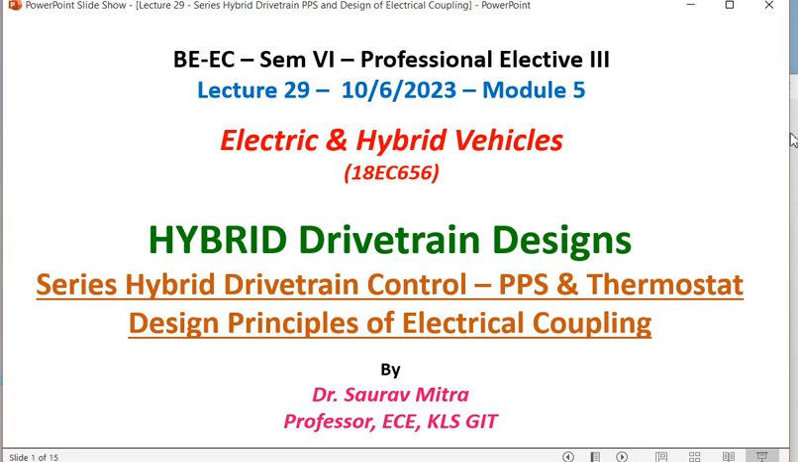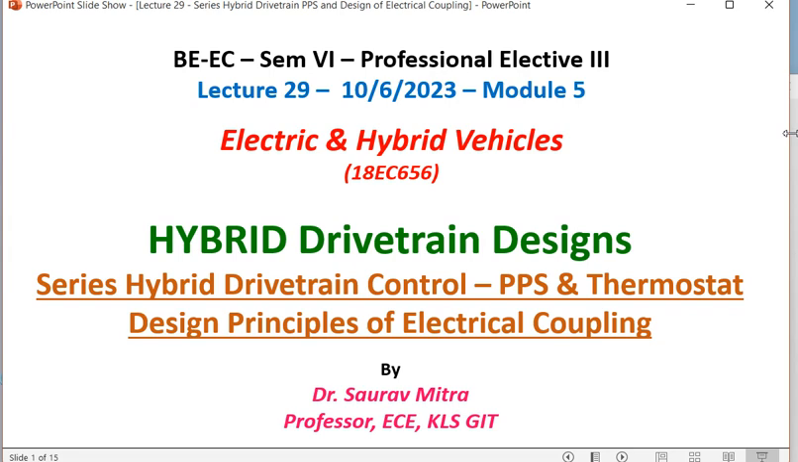There are mainly two types of control. One is called peaking power source, that is PPS, control, as well as thermostat control. What are the design principles of electric coupling? That also we are going to see towards the end of this session.